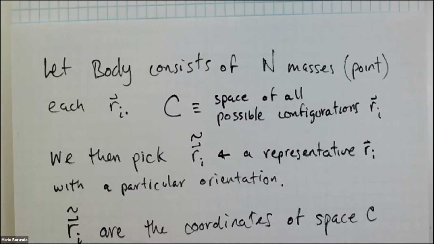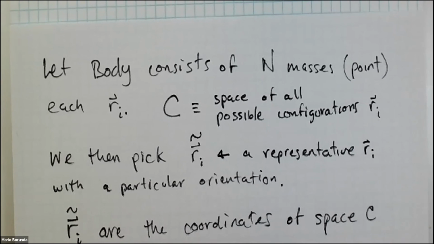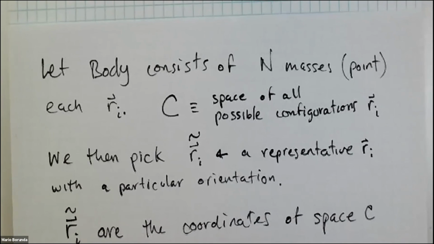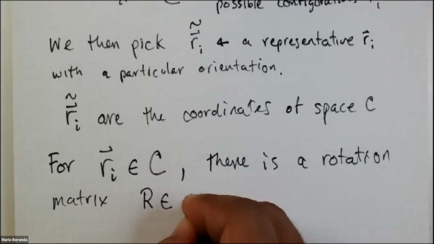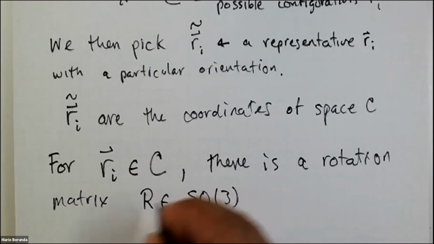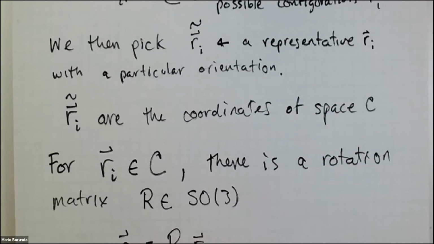So now for each R_i that belongs to the C, we always have a rotation matrix R that belongs to the SO(3) group, so that R_i is equal to this rotation times R_i tilde.